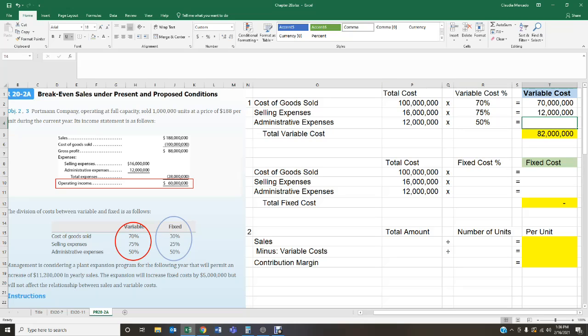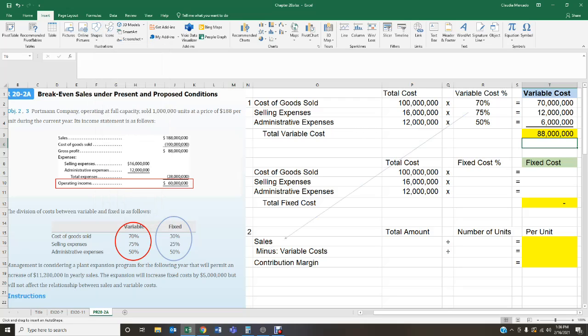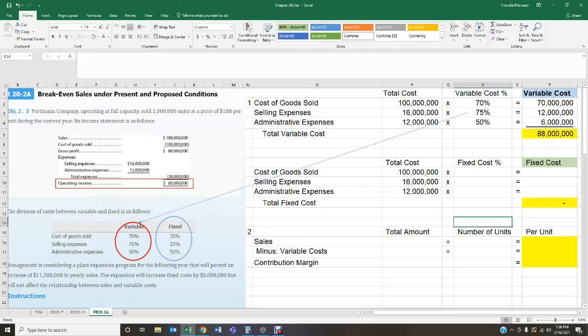And for your admin, it's going to be your 12 million times 50%. Okay, so your total variable cost is $88 million. Okay, we're going to do the same thing, and now these numbers, let me just reference. These numbers are coming from right here, variable. Okay, now I'm going to do my fixed costs.